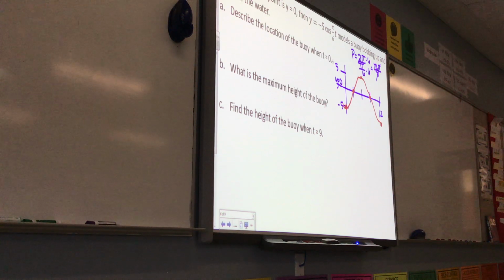Okay, we're going to use that to try to answer these 3 questions. Where is the buoy when time is 0? -5, but this one is nice because you can just look at that. It is at -5. What is your max height of the buoy? 5. Did you even need the graph for that part? No, you could have just used your midline and your amplitude and found that. How do I figure out the height when t is 9?